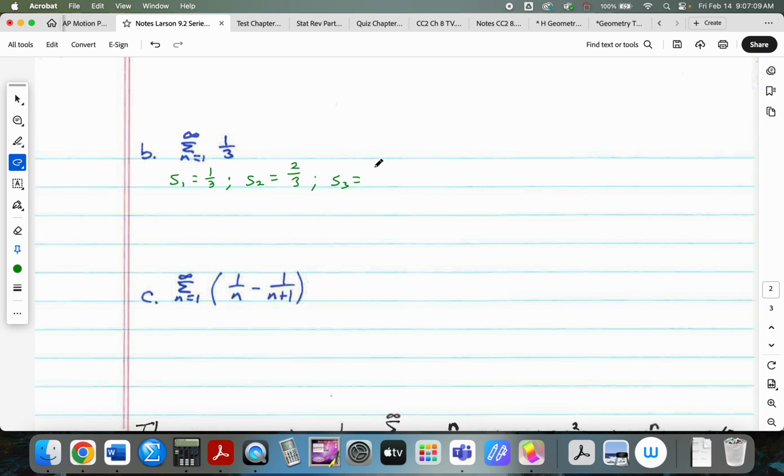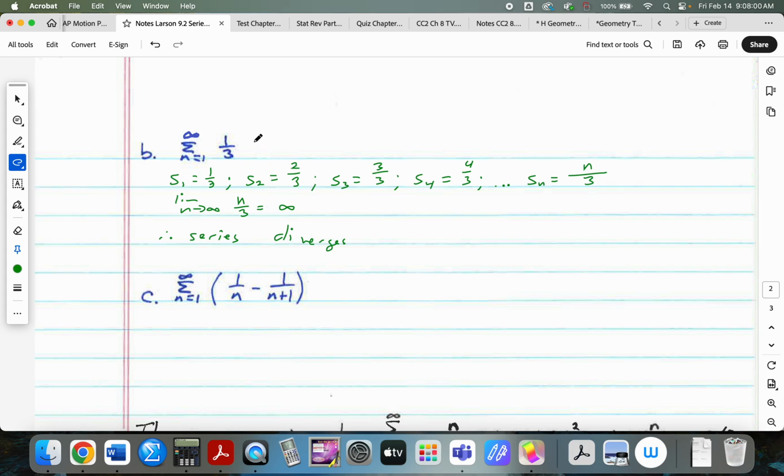S sub 3, I'll add another third, that'll be 3/3. S sub 4 is going to be 4/3. So S sub n, well, the denominator is always 3, and the numerator is always n. If I take the limit as n goes to infinity of n over 3, well, that's infinite. Therefore, this series diverges because the sequence of partial sums diverges.